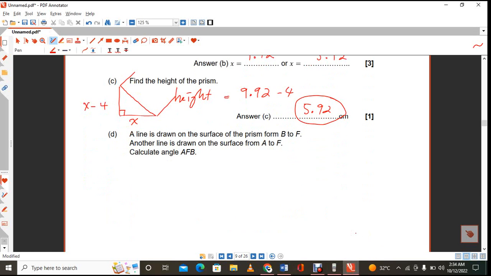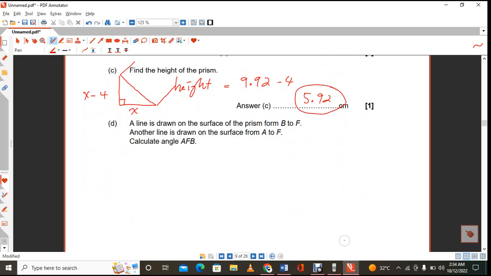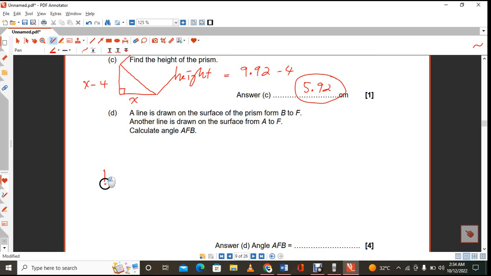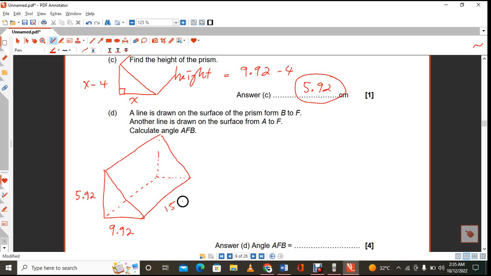Then they say a line is drawn on the surface of the prism. Let me just see if we can. We have our prism like this. Remember from our drawing, this is the previous part. So this is x, which is 9.92, and this is the height, which is 5.92, and that was 15 all the way over there.